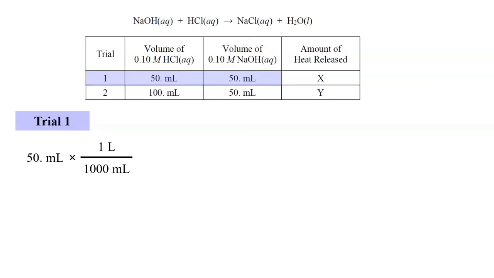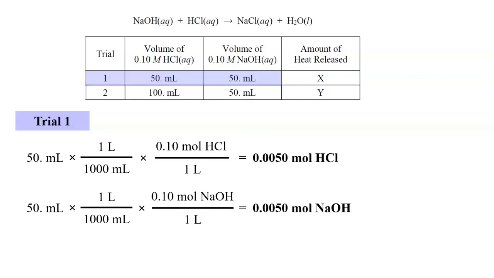And then the molarity is 0.10 moles of HCl per liter. So if I do that math, that would be 50 divided by 1,000 times 0.1. And when I do that math, I get the number of moles of HCl, 0.0050 moles of HCl. But if you notice, it's the same volume for sodium hydroxide and it's the same concentration. So 50 divided by 1,000 times 0.1, that will give me the same number of moles of sodium hydroxide, 0.0050 moles. So that's the information for number of moles of each reactant for trial 1.